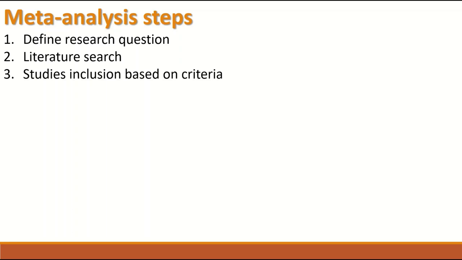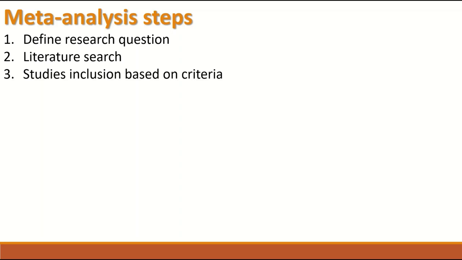The first step is to define the research question. What kind of research or study are you interested in to make a meta-analysis? So you need to have a specific scientific question, research question, or topic. Then use certain keywords or terms to search different databases by doing a literature search. Those databases can be Medline, Ovid, Embase, Scopus, Web of Science, PubMed, Cochrane Library, and so on.